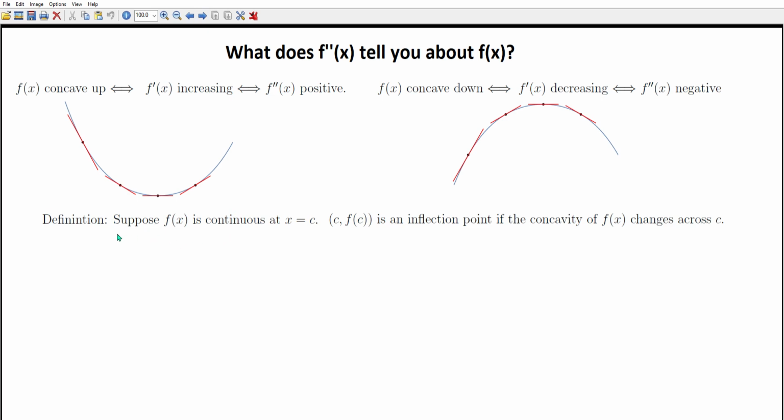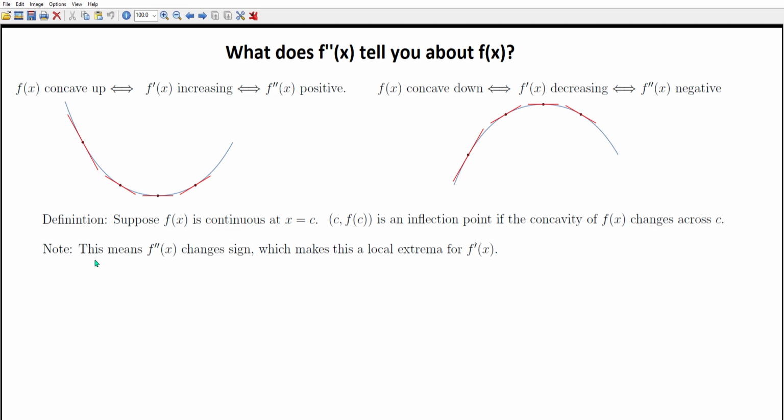So here's a definition. Suppose f is continuous at x equals c. F of c is an inflection point if the concavity of f changes across c. So in other words, on one side of c, this thing is either concave up or concave down, and on the other side it's switched. So concave up to concave down, or concave down to concave up, that point is an inflection point.